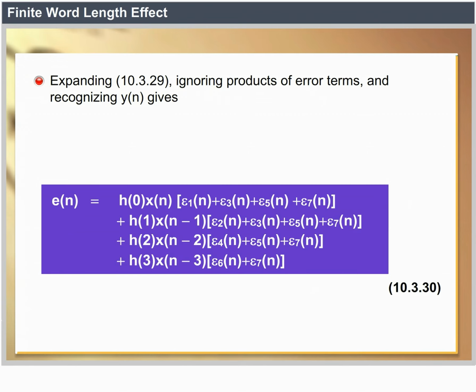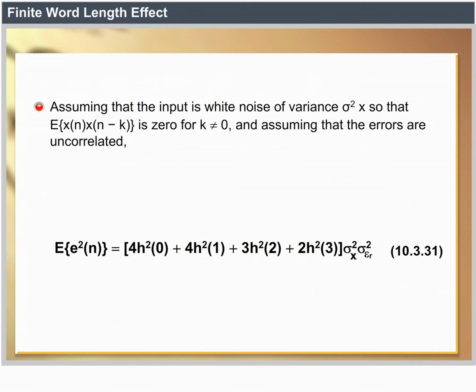Assuming that the input is white noise of variance sigma square x, so that E of x of n into x of n minus k is 0 for k not equal to 0, and assuming that the errors are uncorrelated, E of e square of n equal to 4h square of 0 plus 4h square of 1 plus 3h square of 2 plus 2h square of 3, times sigma x square into sigma epsilon r square, called equation number 10.3.31.